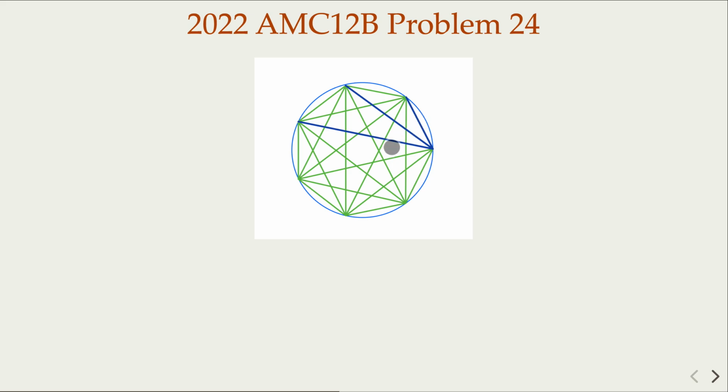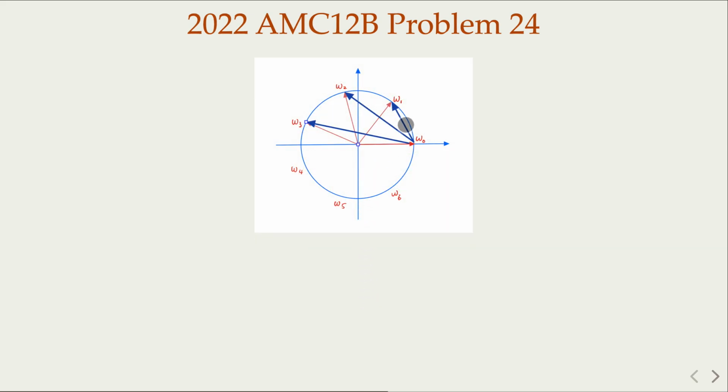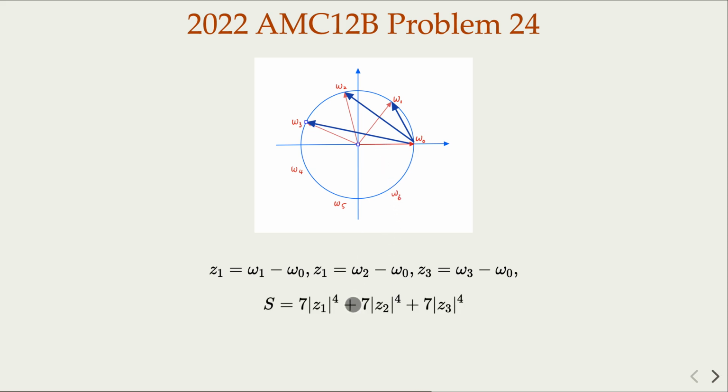Now, what are those in complex numbers? That's the key in solving this problem. So here they are just the differences of omega 1 minus omega 0, omega 2 minus omega 0, and omega 3 minus omega 0. In other words, the sum we're looking for is going to be the modulus length of z1, z2, z3. There are too many typos in these slides. So we need to find the 7 of them, the sum of squares raised to the 4th power. That's the quantity we're looking for.